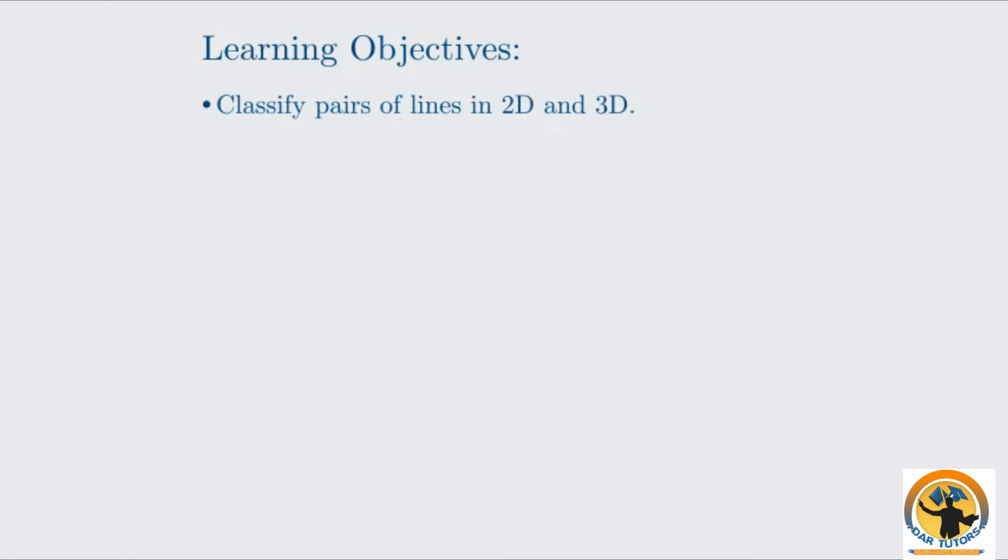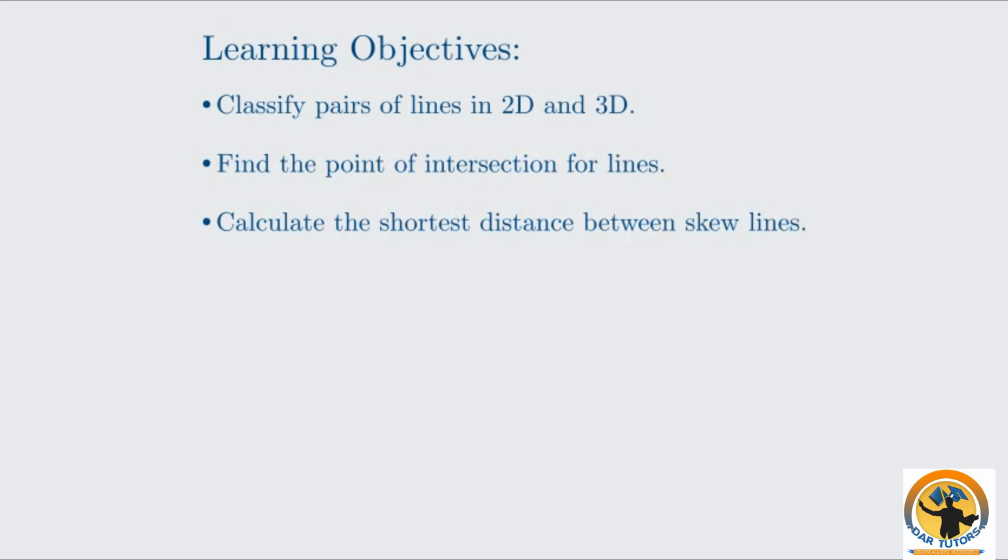Hello and welcome. In this video, we will explore the relationships between lines in 2 and 3 dimensions, a key topic in IB mathematics analysis and approaches higher level. By the end of this session, you will be able to classify pairs of lines as intersecting, parallel, coincident, or skew. You will also learn how to find the point of intersection for lines that meet, and how to calculate the shortest distance between skew lines.